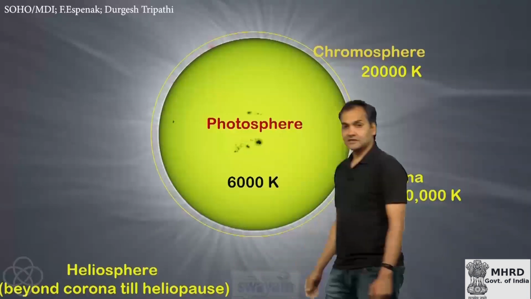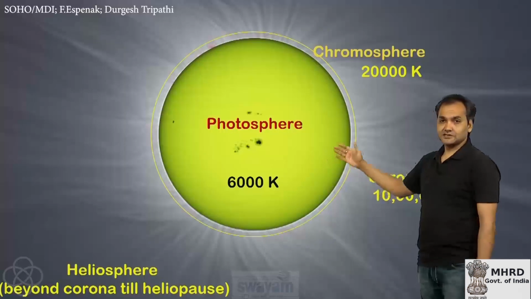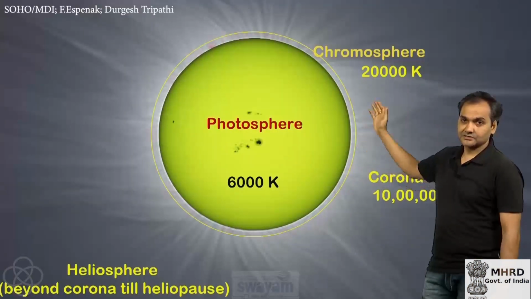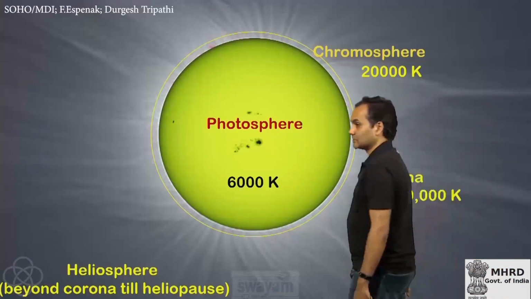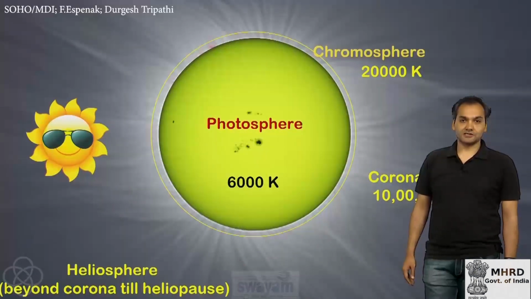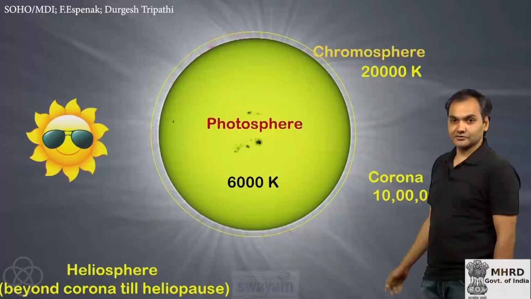So, what it says is that when you go away from the sun's surface, your temperature slowly starts to increase. It goes from around 6,000 to 20,000 and then jumps suddenly to about 1,000,000 degrees. If you compare this with what you used to draw of the sun in your kindergarten, this is what you used to draw.